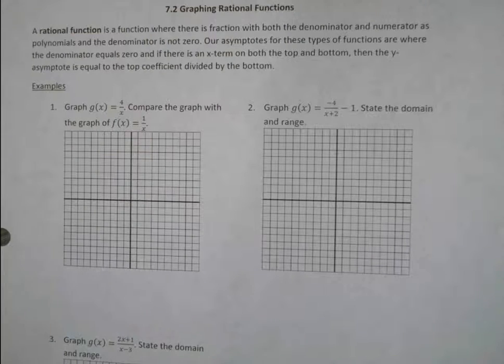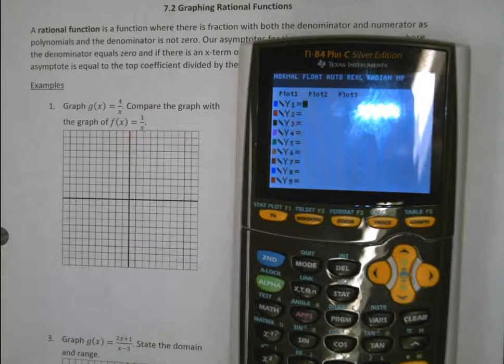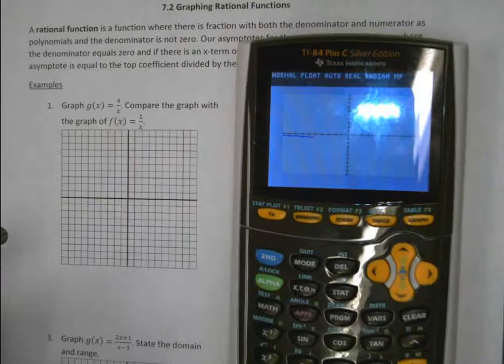Focusing on math. It wants me to graph g of x equals 4 over x and then compare it to the graph of f of x equals 1 over x. So what I'm going to do is go to y equals, and in my first one I'm going to do 4 divided by x, and then on my second one I'm going to do 1 divided by x. Then I'm going to go to graph it. Hopefully my screen is right. If my screen doesn't look right, then I want to do zoom, and I think it's 6 for standard.